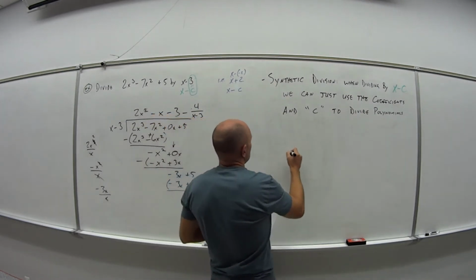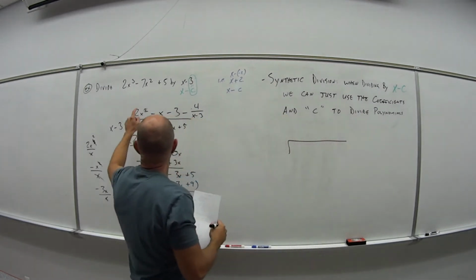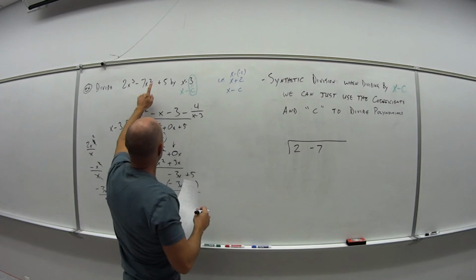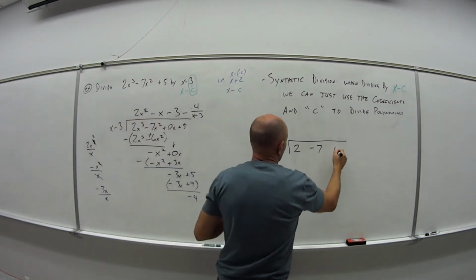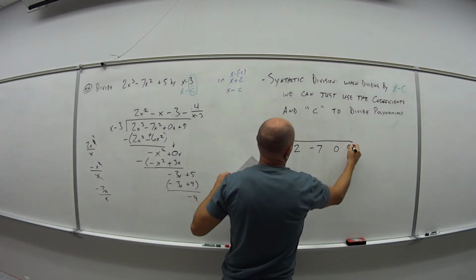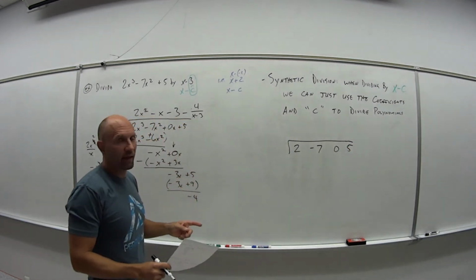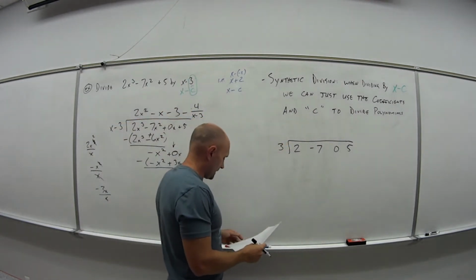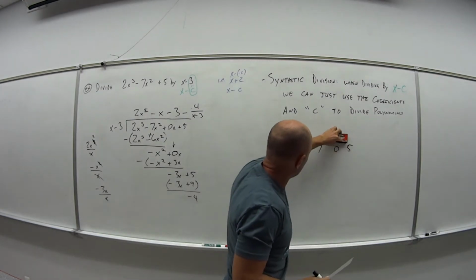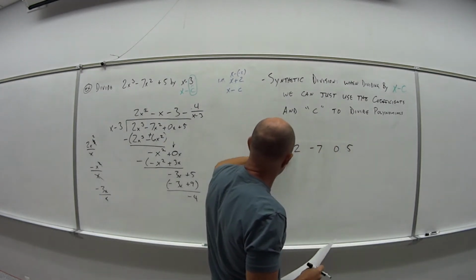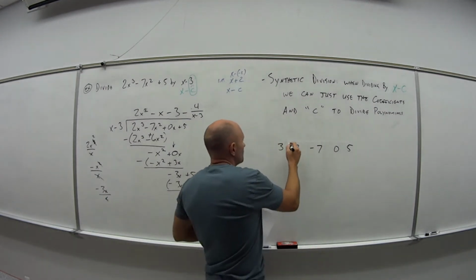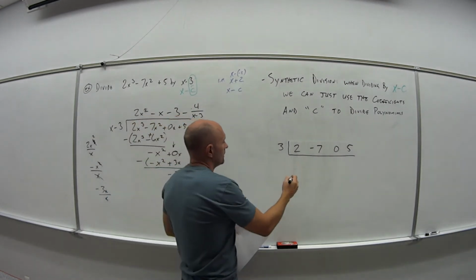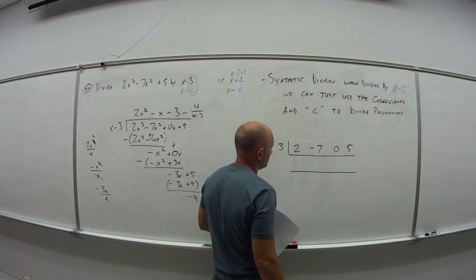So when I set this up, I'm just going to use the coefficients. So I have 2, negative 7. I still need my placeholder, the 0. And then 5. And I'm dividing that by c, which is 3. Now, let me flip this bar around. Instead of the division sign we normally use, flip it upside down, so those guys almost go in a box. Draw yourself a line underneath of it.